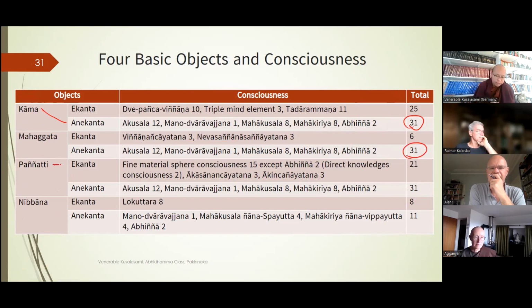And panyati ekanda, let's find out here. Five material sphere consciousness 15, except two abhinya, two direct knowledge consciousness. Originally there are 15 consciousness for the five material sphere. So even though you exclude the two abhinya consciousness, 15 is 15. Because the abhinya is special. You have to practice more if you reach the fifth jhana. I think we have already talked about that.